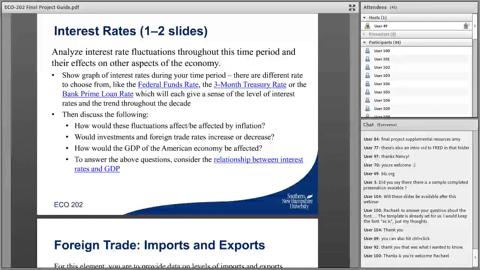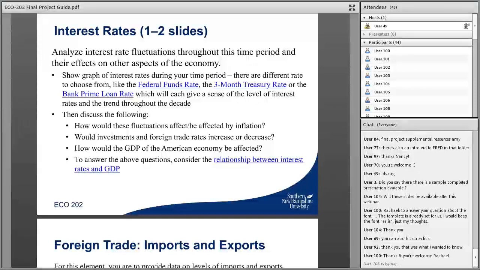Now, when you do the interest rates slide, again, you need to analyze the interest rate fluctuations. The easiest way to analyze the fluctuations is to find interest rate trends. So use websites again to show how interest rates went up and down. You can use the federal funds rate, the bank prime loan rate, because they will fluctuate in the same way. So they'll still give you a good picture of the fluctuations and the trends throughout the decade. Now, once you have identified the fluctuations, in the speaker notes, so when it says to discuss the following, you will make that discussion in the speaker notes.